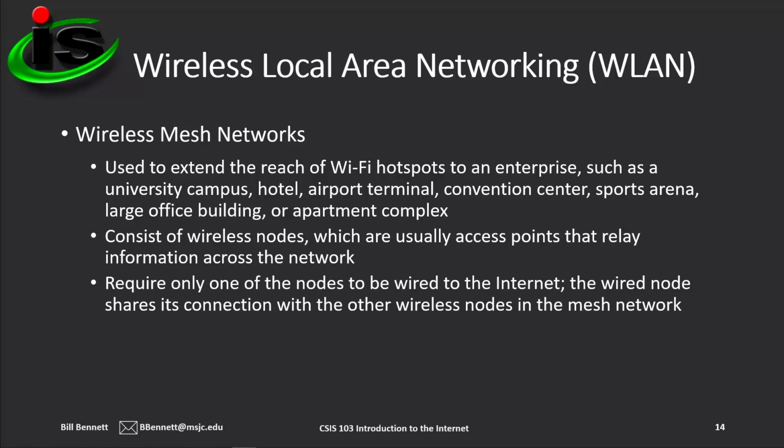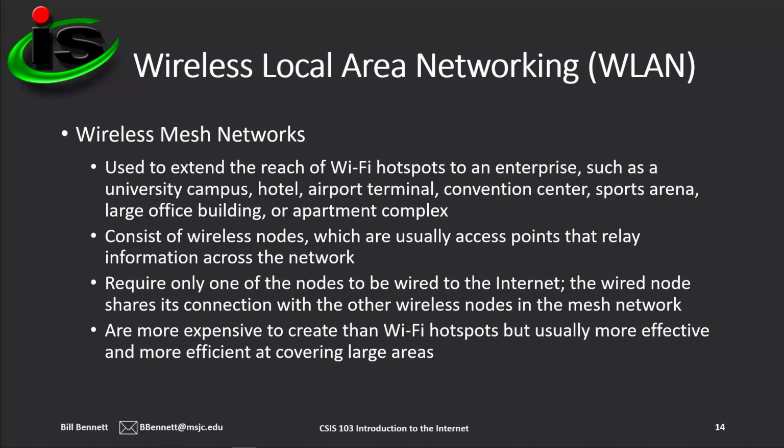Similarly, when a node in the mesh network fails, communication is automatically routed around the failed node with little overall loss to the entire network. Perhaps the most important feature of a mesh network is that only one of the nodes needs to be wired to the internet, and then it shares that connection with the other nodes in the network.